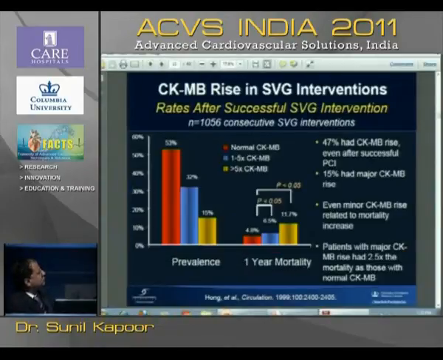Now, what about the CPKMB rise, especially the prevalence and the 1-year mortality? Why is it important to prevent this microemboli? If you see normal CPKMB, 1 to 5 rise, more than 5 rise, the prevalence is 53% not much, 32% some rise in CPKMB, 15% significant rise. And what happens to the mortality? From 4.1%, 4.8%, 6.5% to 11.7%. So 1-year mortality directly correlates with a CPK bump. So this is what we would like to prevent at the end of 1 year.